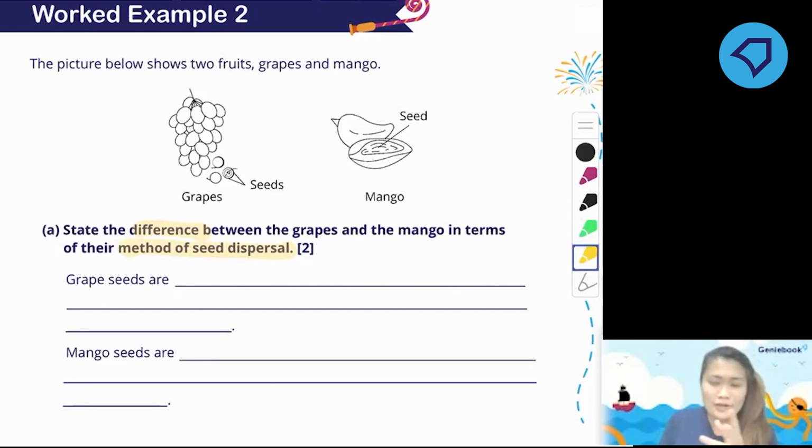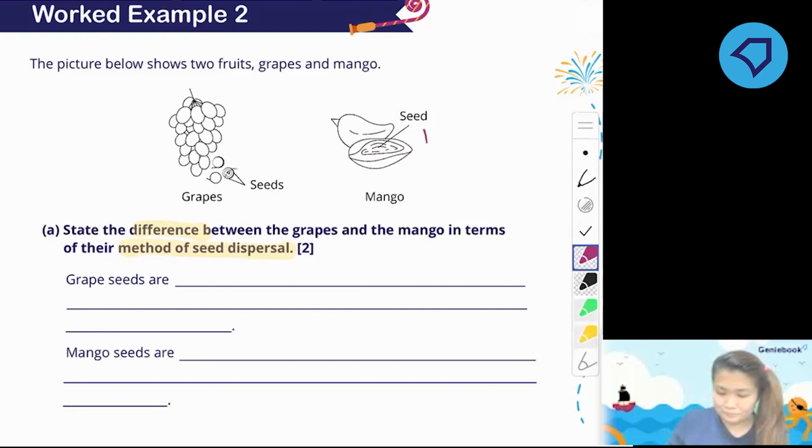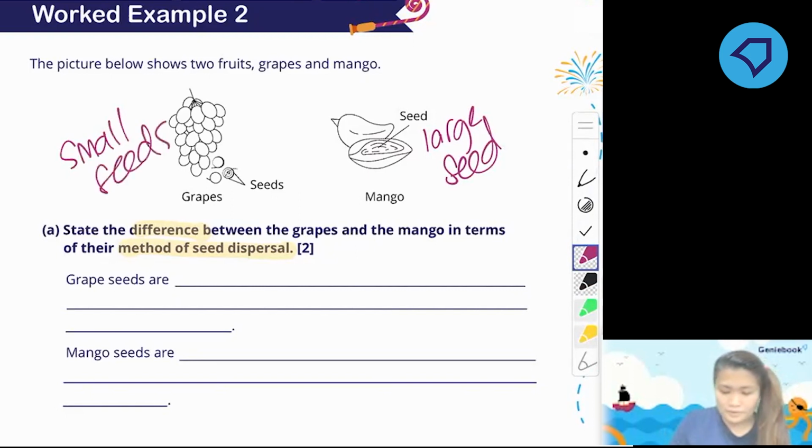All of you can note that a difference between them is that mango has a larger seed. Grapes have small seeds. So they are looking at methods of seed dispersal and not how many seeds they have. It's very good, a lot of you can tell me this very well. So grapes have small seeds, mango have big, large seeds.